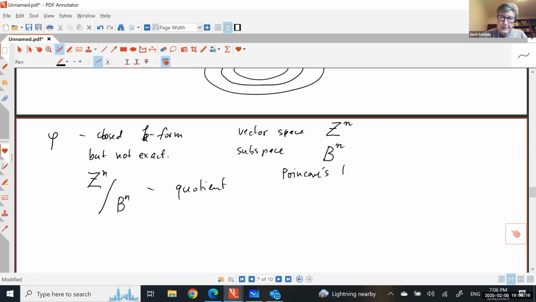Poincaré's lemma shows that as long as we stay on a simplex, or on a cube or on a ball, whatever we want, then this quotient has a name. It is the nth de Rham cohomology.